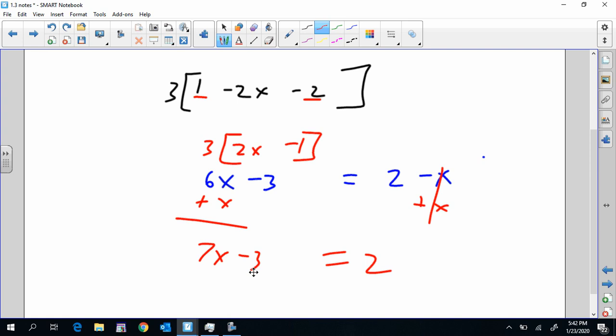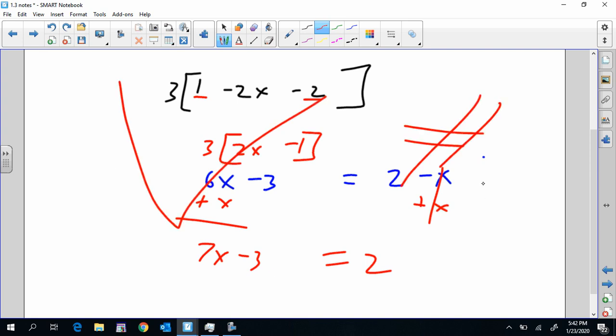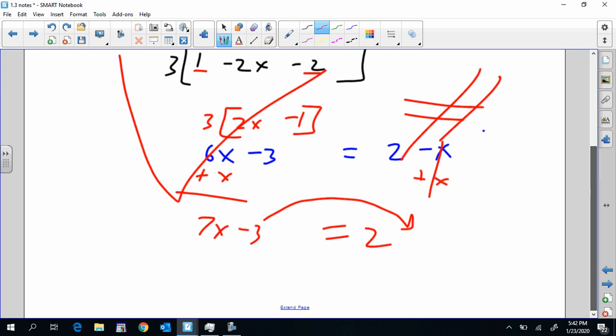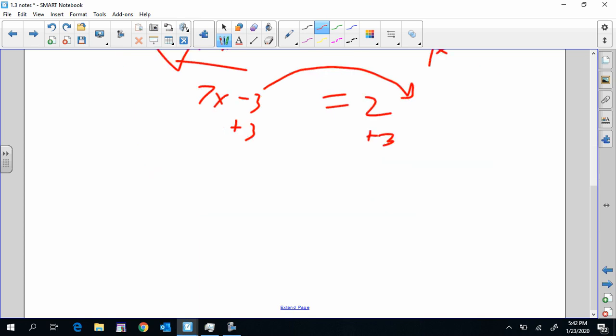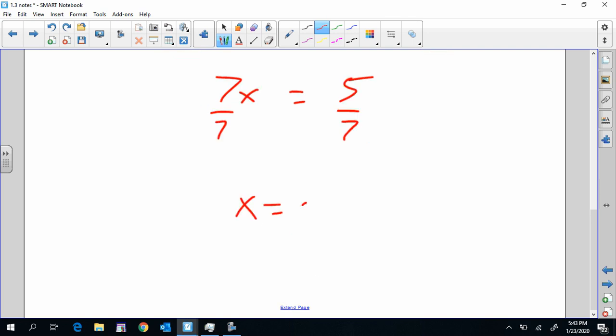And once we've decided that this side is where the variables are, this side better be where the numbers go, which means the constants have to move from the left side to the right side. We do that by adding their opposite. Sign changed. 2 plus 3 is 5. We divide by 7. We get x equals 5 over 7. Pretty straightforward, right?